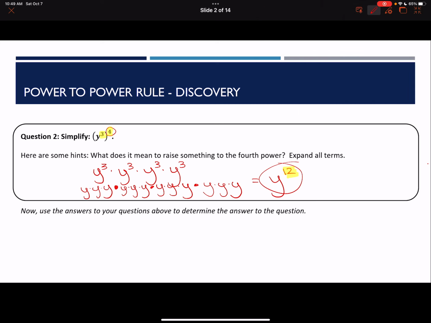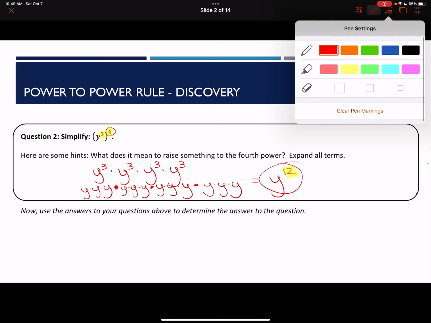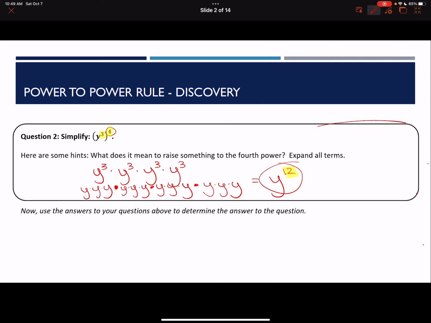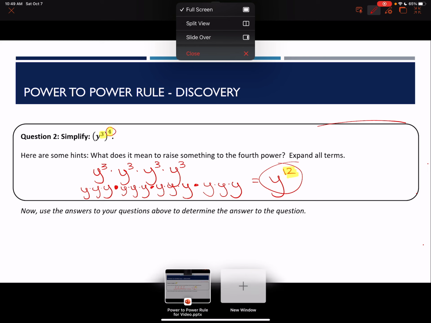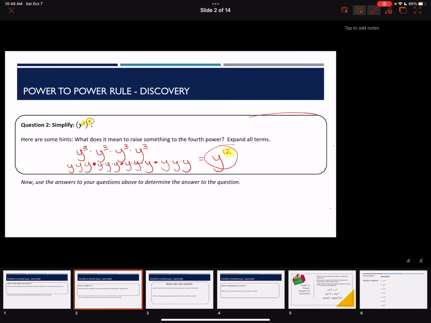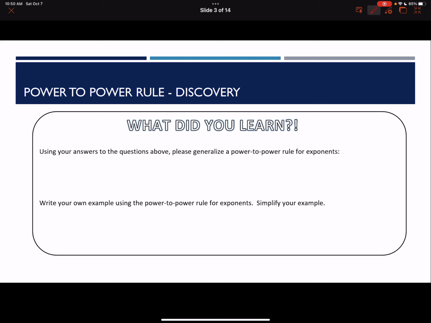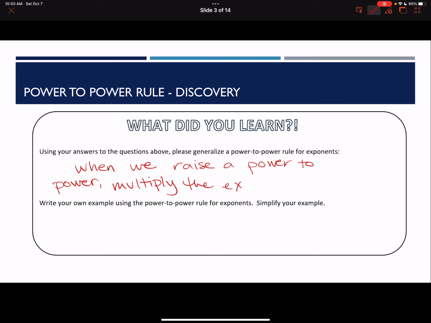And so essentially, that's our rule, our power to power rule. So when we raise a power to a power, we multiply the exponents.